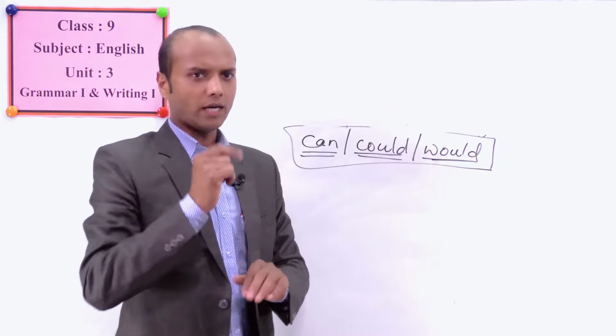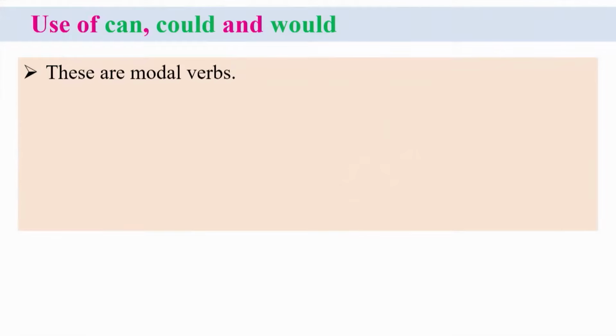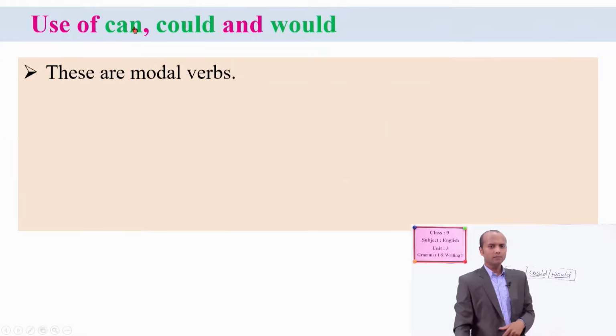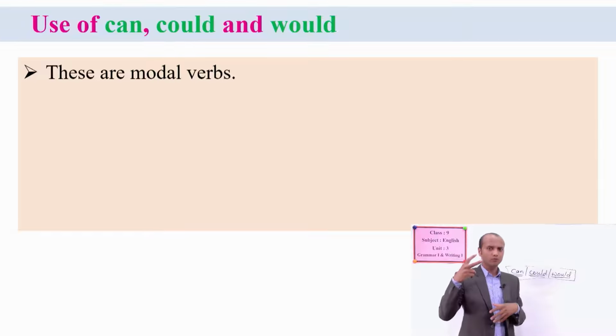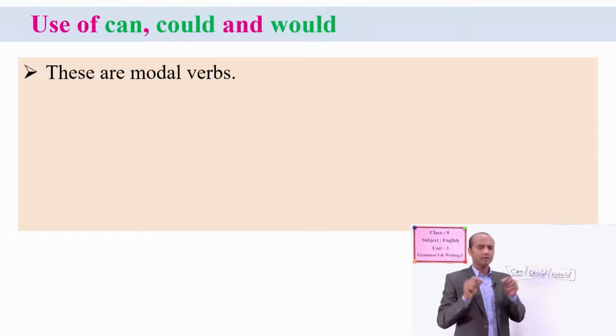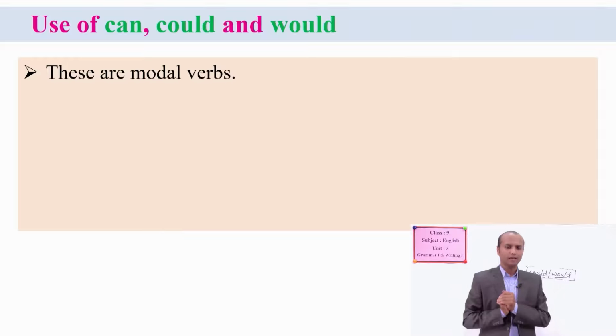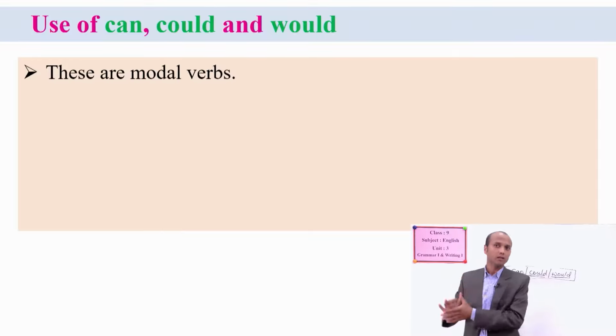As you can see on the screen, can, could, and would, these three are called modal verbs. So these are auxiliaries. And auxiliaries are of two types. How many types? Two. Basically we can divide all those auxiliaries into two types: modals and non-modals.